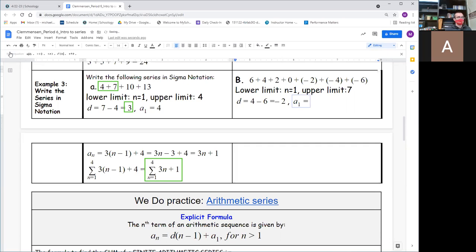What should my a sub 1 be equal to? Good, that's the correct answer. Can anybody else tell me? Again, the same 2 people in the chat telling me everything. What should my a sub 1 be? You got any ideas? Green Dom? What should my a sub 1 be?